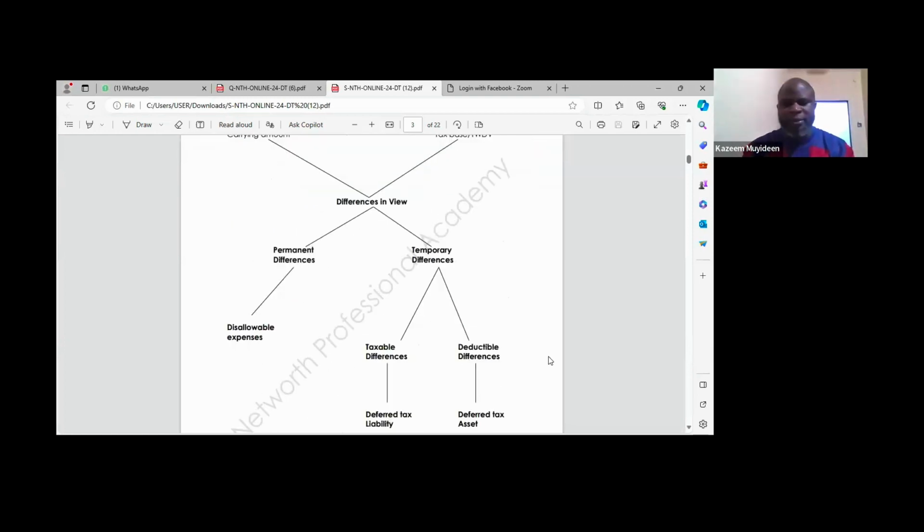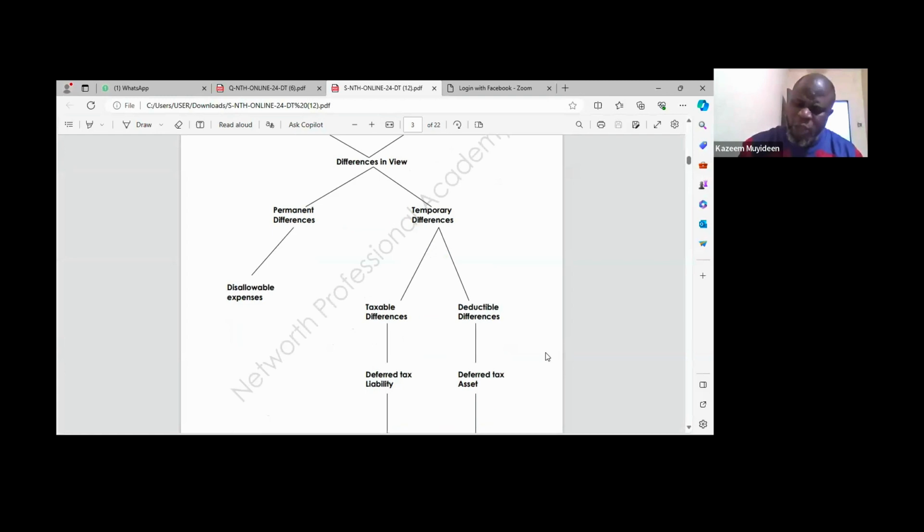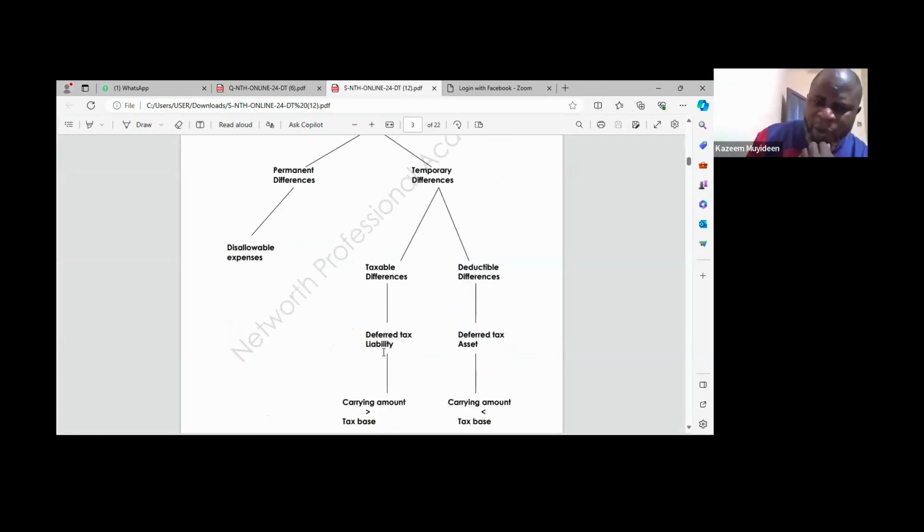For the permanent difference, they are all disallowable expenses. You cannot enjoy it later, this disallowable, such as fines, donations to political party. So all those are disallowable expenses. Temporary difference can be of two types: taxable difference or deductible difference. But that does not make meaning. This is where it makes meaning. Taxable difference will lead to deferred tax liability, while deductible difference will lead to what? Deferred tax assets.